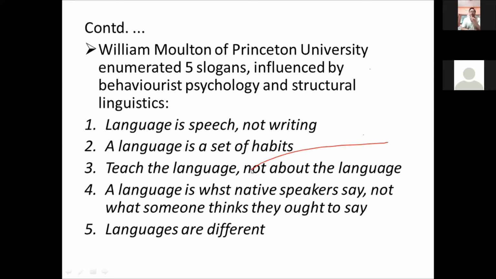Now, in the next slide, the fourth, I shall show you the main features of language learning in this method.